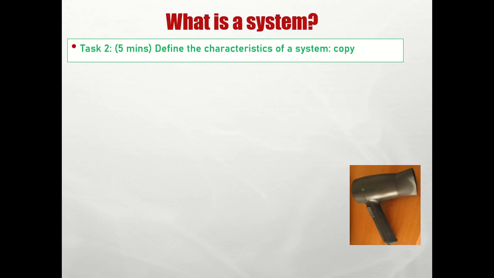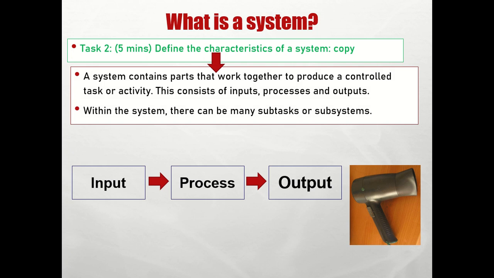Right, a simple copying task more or less. Define the characteristics of a system. Well, there's your definition. A system contains parts that work together to produce a controlled task or activity. This consists of inputs, processes and outputs. Within the system there can be many subtasks or subsystems. So pause and copy.